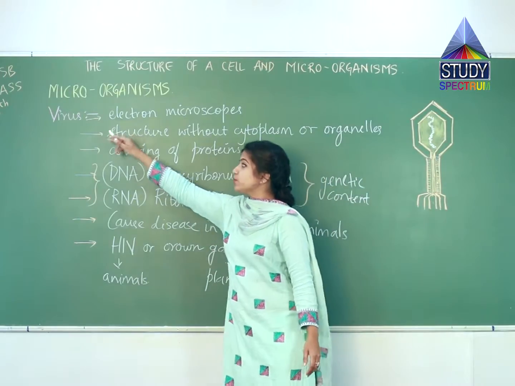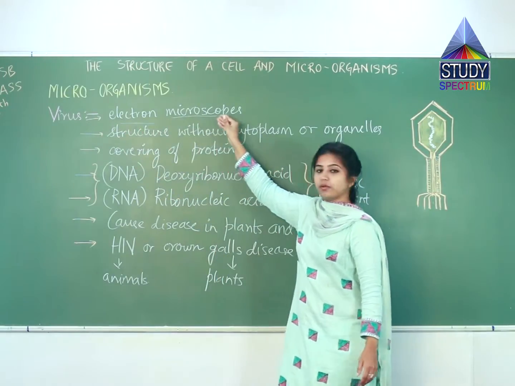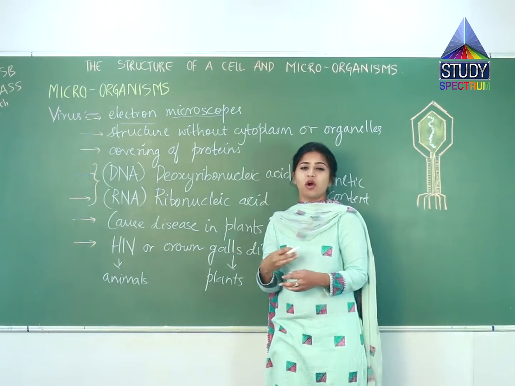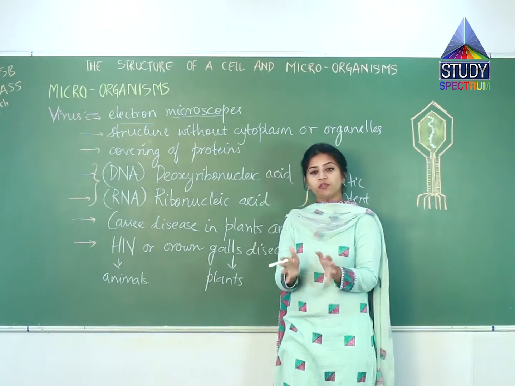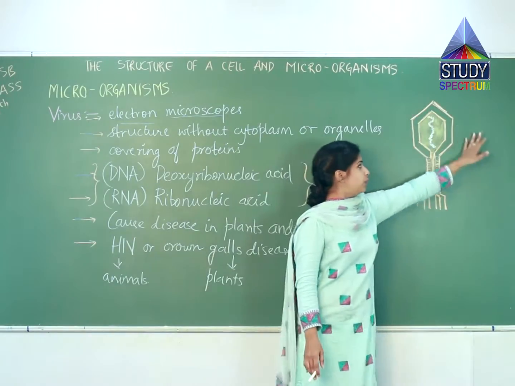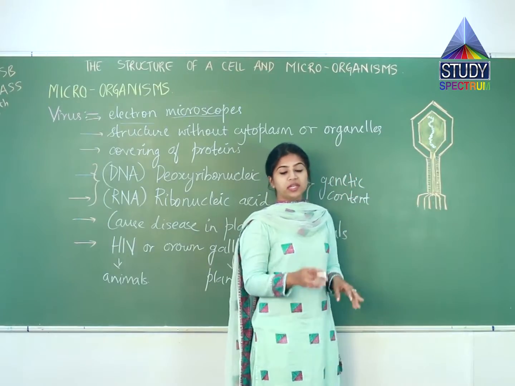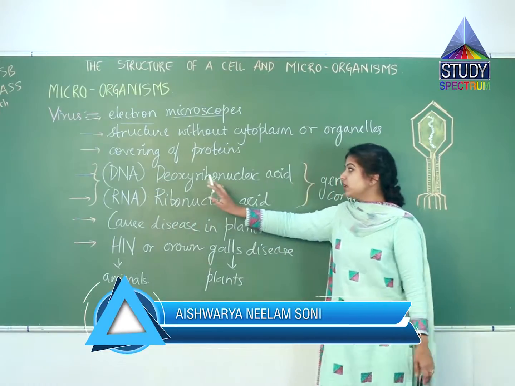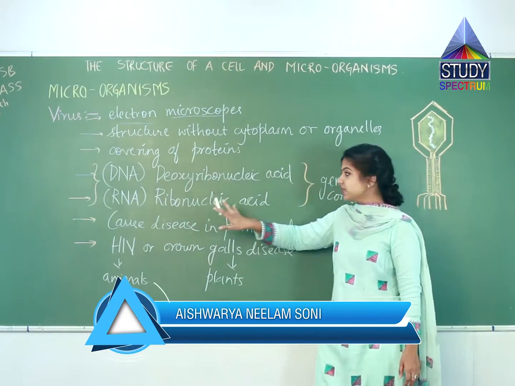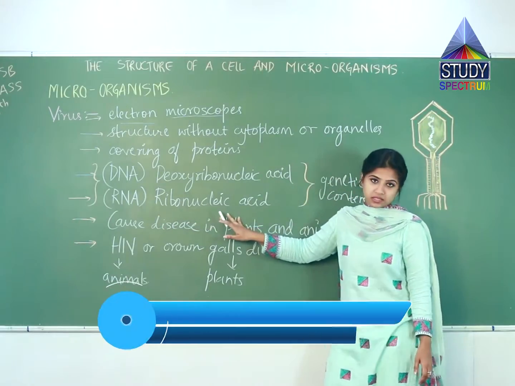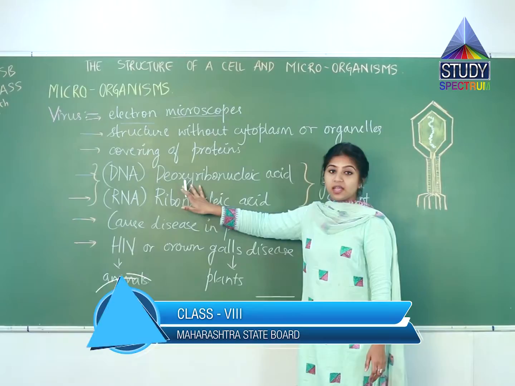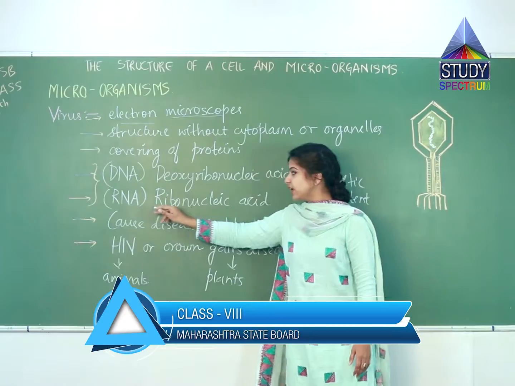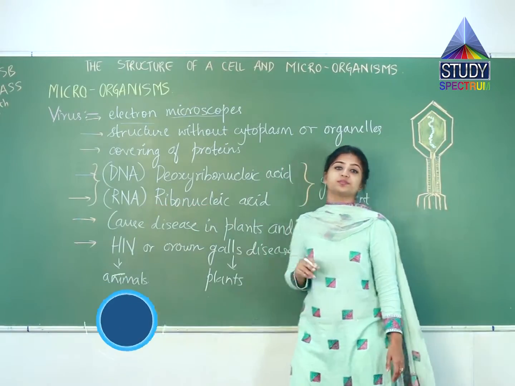So when we observe the virus under an electron microscope, the structure of the virus does not have any cytoplasm or any organelle in it as such. The whole body of this virus right over here is made up of only proteins. The proteins like DNA and RNA over here. The DNA is a deoxyribonucleic acid and RNA is a ribonucleic acid. I'll repeat again. DNA is the deoxyribonucleic acid and RNA is the ribonucleic acid.